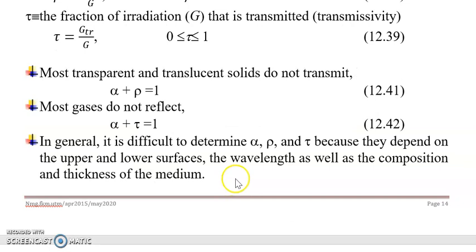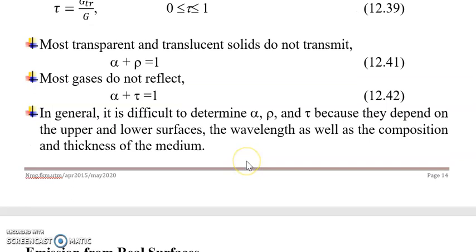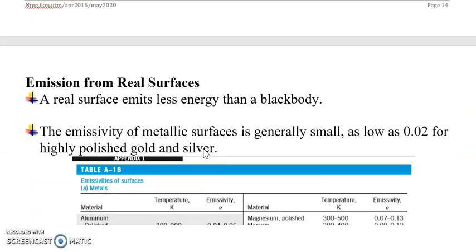Actually, in general, it's difficult to determine alpha, rho, and tau because they depend on the upper and lower surfaces, the wavelength, as well as the composition and thickness of the medium. We shall see later how this may be simplified to make our analysis much simpler.